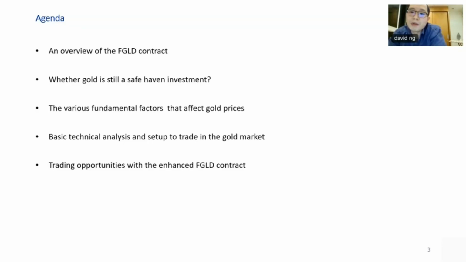I think gold remains very resilient in times of economic troubles. So, to a certain extent, I do personally believe that gold is still pretty much a safe haven instrument that's worth looking at for the medium to longer term. Now, there are a lot of factors that affect gold prices, but what we really need to know is what the key factors are that drive gold prices.